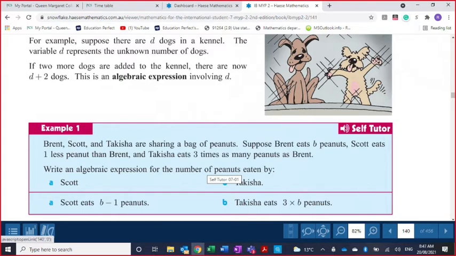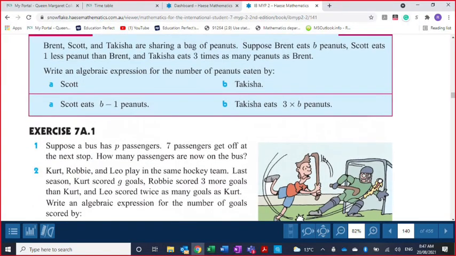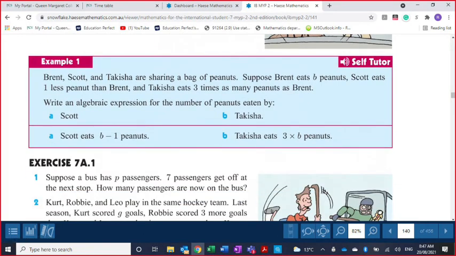So, pretty straightforward, yes? So we're going to do a couple of examples, and this is your exercise, 7A.1 today. Suppose a bus has P passengers. 7 passengers got off at the next stop. How many passengers are now on the bus in terms of P? Well, I originally had P passengers, but 7 got off, so is that adding or subtracting? Subtracting, good. So I'm going to take 7 away, so I now have P minus 7 passengers.